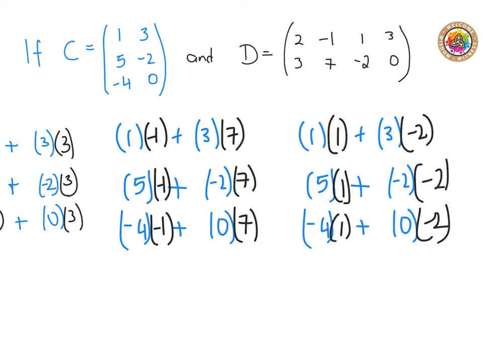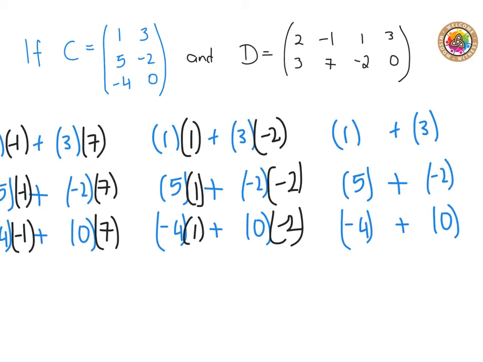And so we're on to the last one. This time again, it's row by column. So 1 and 3 times 3, 0, and 5 and minus 2 times 3, 0, and minus 4 and 0 times 3, 0. And so I'm going to have 3 here and 0 here, and again 3 here and 0 here, and likewise 3 there and 0 here.